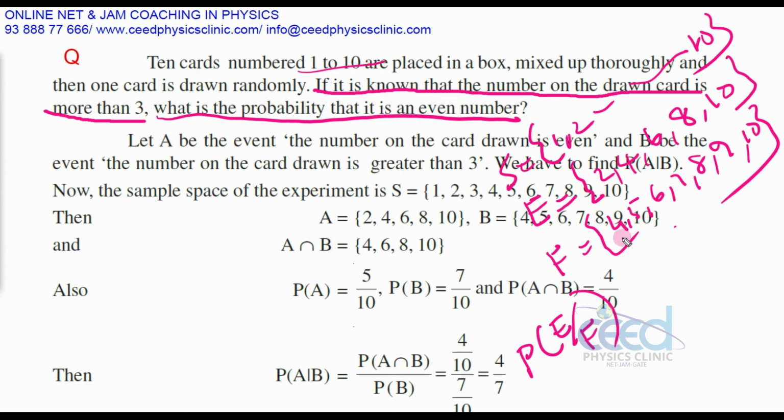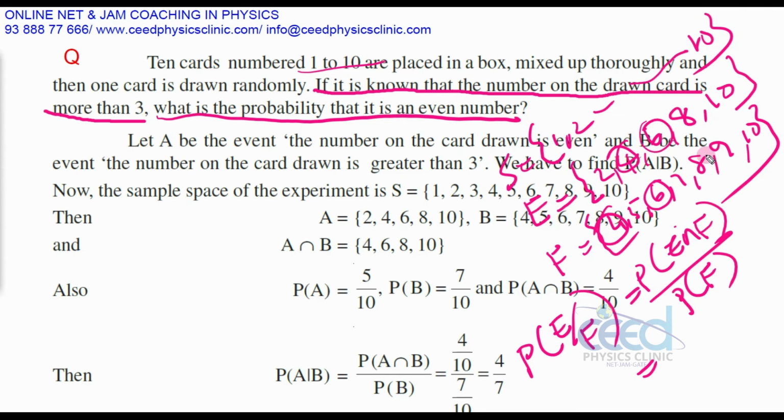That means F has already occurred, and E we want to find. That is P of E intersection F divided by P of F. What is P of E intersection F? What are the common elements? 4 is common, 6 is common, 8 is common, 10 is common, right? So we have 4 elements, so P of E intersection F is 4 by 10.